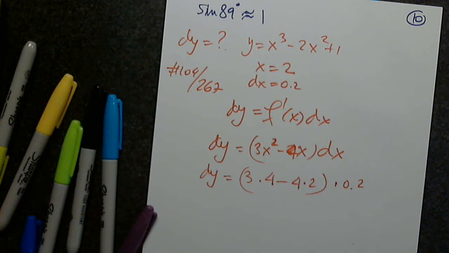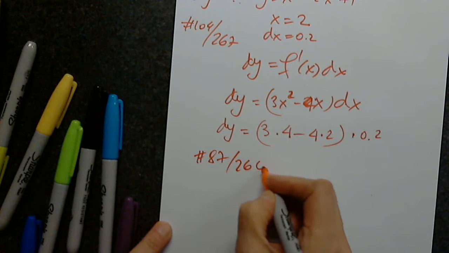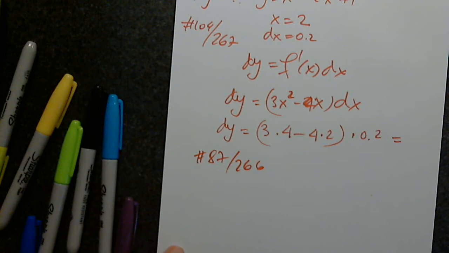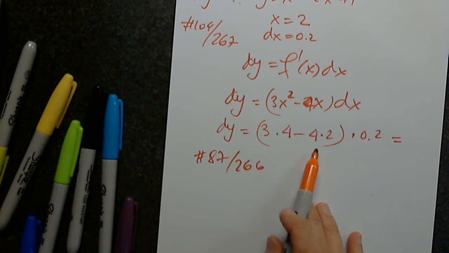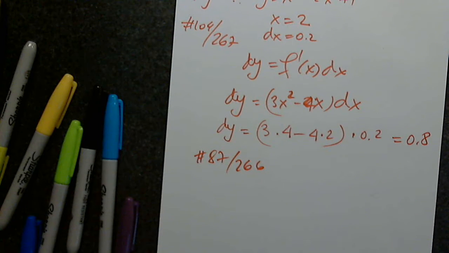Okay, I'm looking for another problem. Like 87 on 266. So 12 minus 8 is 4. 4 times 0.2. Very good. Okay, so 87 on 266.